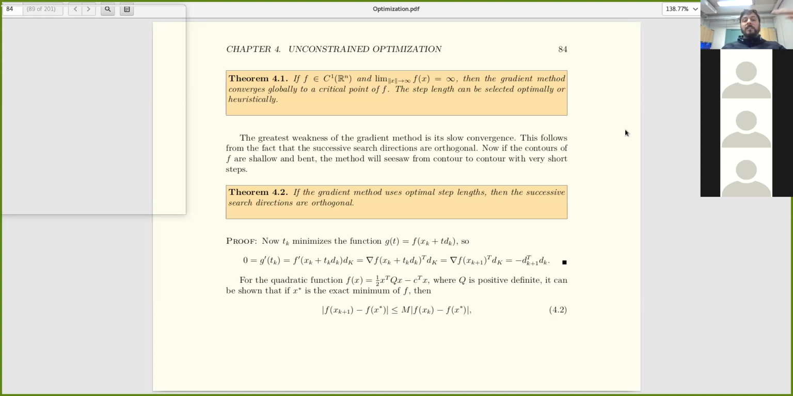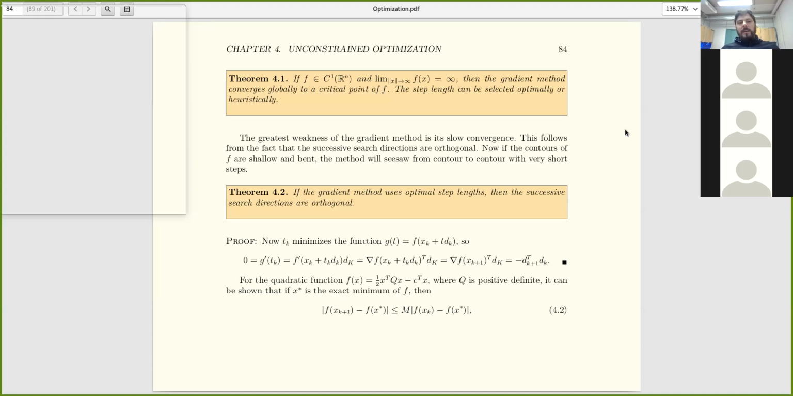Now look at this proof. Let's say that we are looking for the step length. We are minimizing the function g(t), which is basically your original function f at your current point xk plus t times dk, where dk is now the gradient. And if we take the derivative of this with respect to t, we get f'(xk plus tk dk) times dk, where dk is the gradient. So what happens is we go to a place where this g prime is 0.